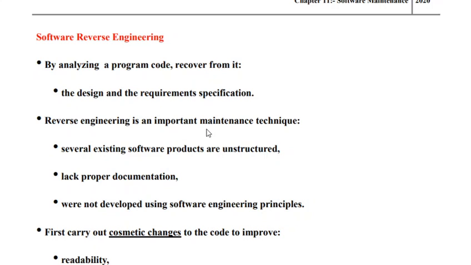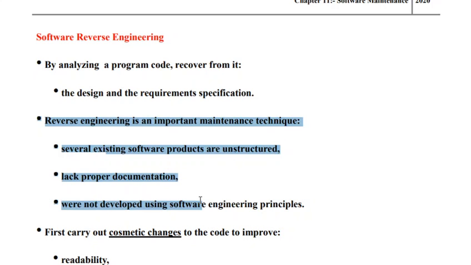Reverse engineering is the process of recovering all necessary artifacts pertaining to the system from the program code. So it is the mechanism for extracting all necessary artifacts from the program code. Reverse engineering is an important maintenance technique where several existing software products are unstructured, lack proper documentation, and where software engineering principles have not actually been deployed for developing the applications. So this is the importance of reverse engineering. It is very important to understand, because in most systems we require the reverse engineering mechanism to be adopted.